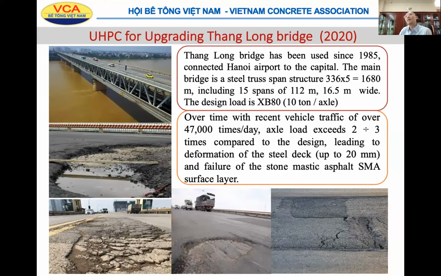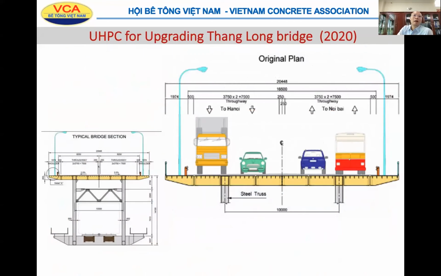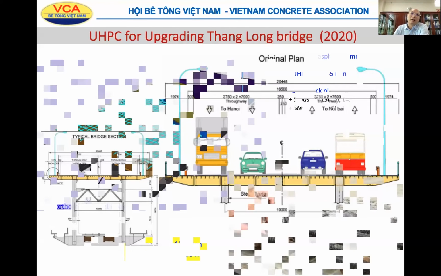And it's been used since 1985. The problem is that in the last 10 or 15 years, many big trucks overloaded this bridge and caused failure of the surface layer of the bridge. And the bridge has a cross section you can see on the slide. That's a typical bridge section. Actually, it has 2 stories: the lower story for trains and lighter vehicles, and the top story for heavy vehicles. You can see that.